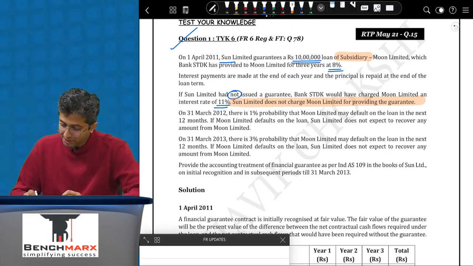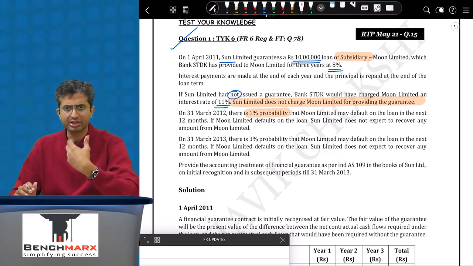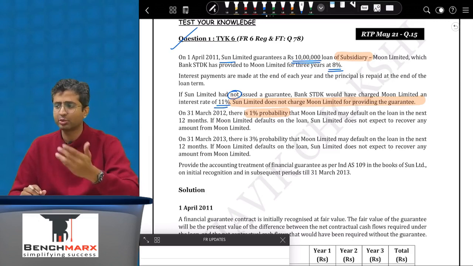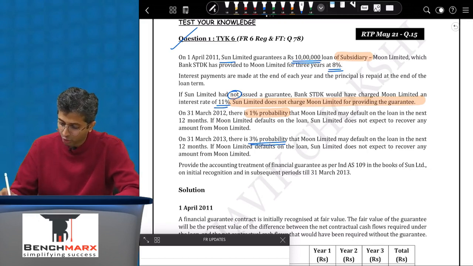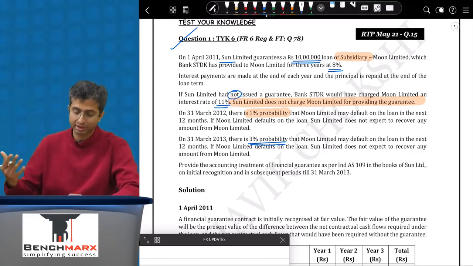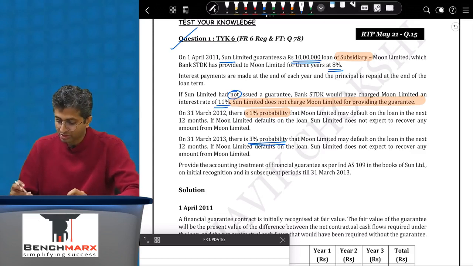Okay. On 31st March 2012, that is 1 year later, there is a 1% probability that Moon may default on the loan in the next 12 months. If Moon defaults on the loan, Sun does not expect to recover any amount from Moon. So whatever is lost is lost. But there's a 1% probability it will default, which means there's a 99% probability it will not default. Okay, on 31st March 2013, there is a 3% probability that Moon may default on the loan in the next 12 months. So the probability increases. If Moon defaults on the loan, Sun does not expect to recover any amount from Moon. Okay, fair enough.